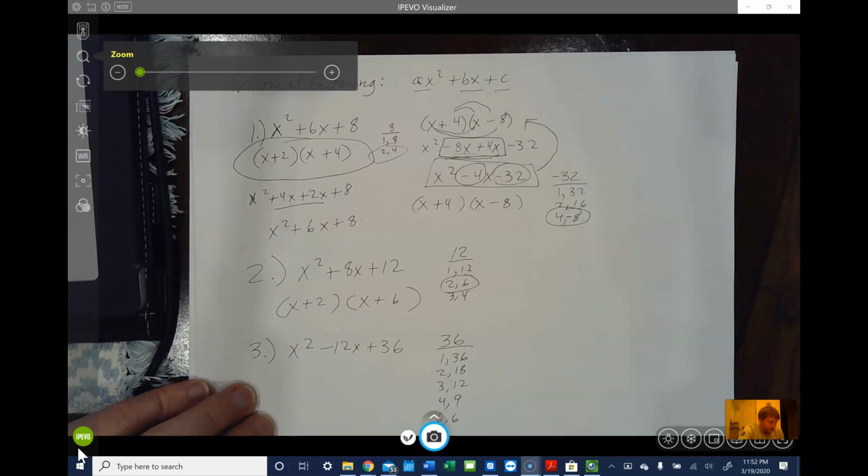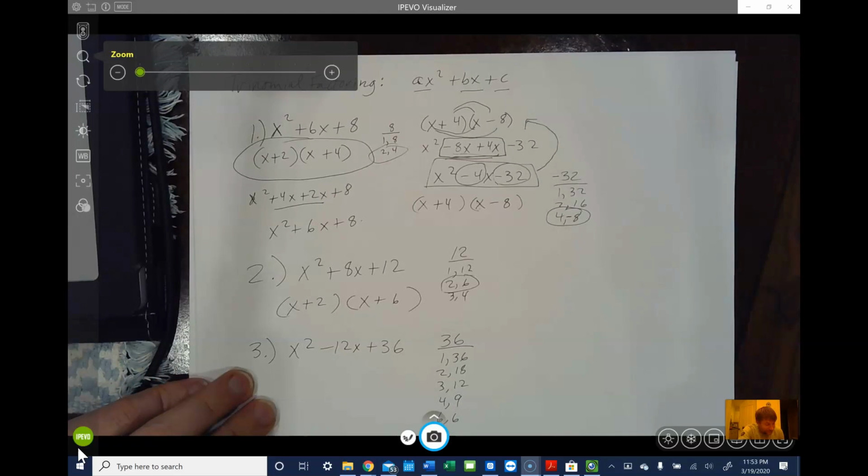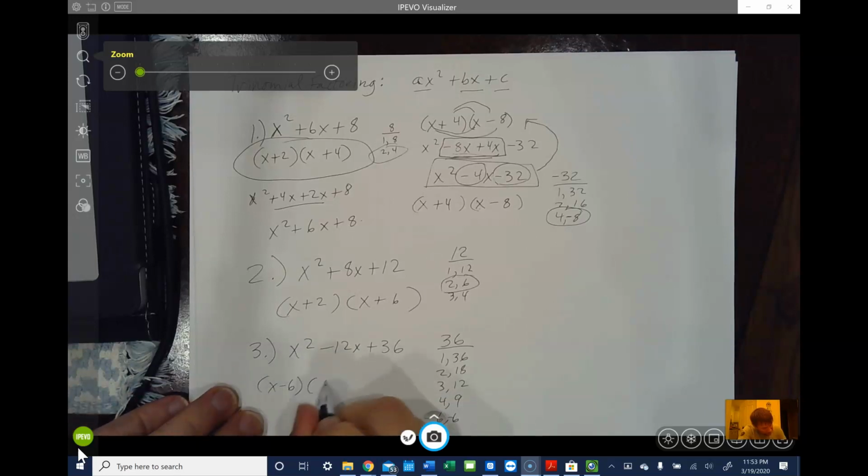Well, 6 and 6. They have to multiply to get positive 36 and add to get negative 12. That's kind of strange. How are they going to do that? To multiply to get positive 36, they have to have the same signs, a positive times a positive or a negative times a negative. And if they're going to add to get negative 12, then they both need to be negative. So now we know it's x minus 6 and x minus 6.